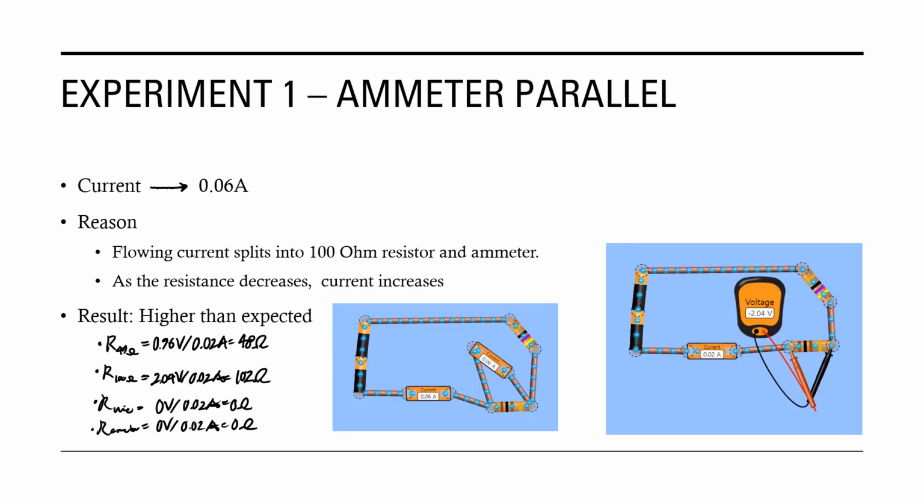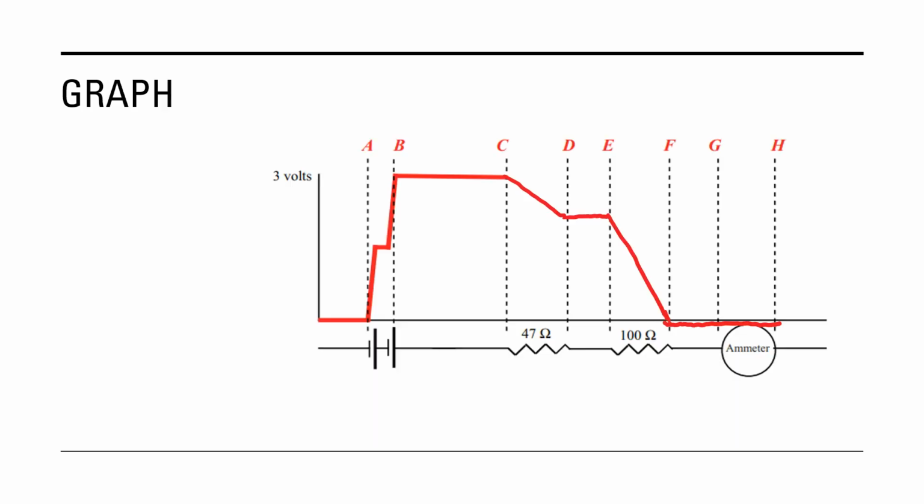These are the results that were shown after the ammeter was put in parallel position. The reasoning and the results are also given below with the calculations. This graph shows the tendency of how voltage changed throughout the circuit.